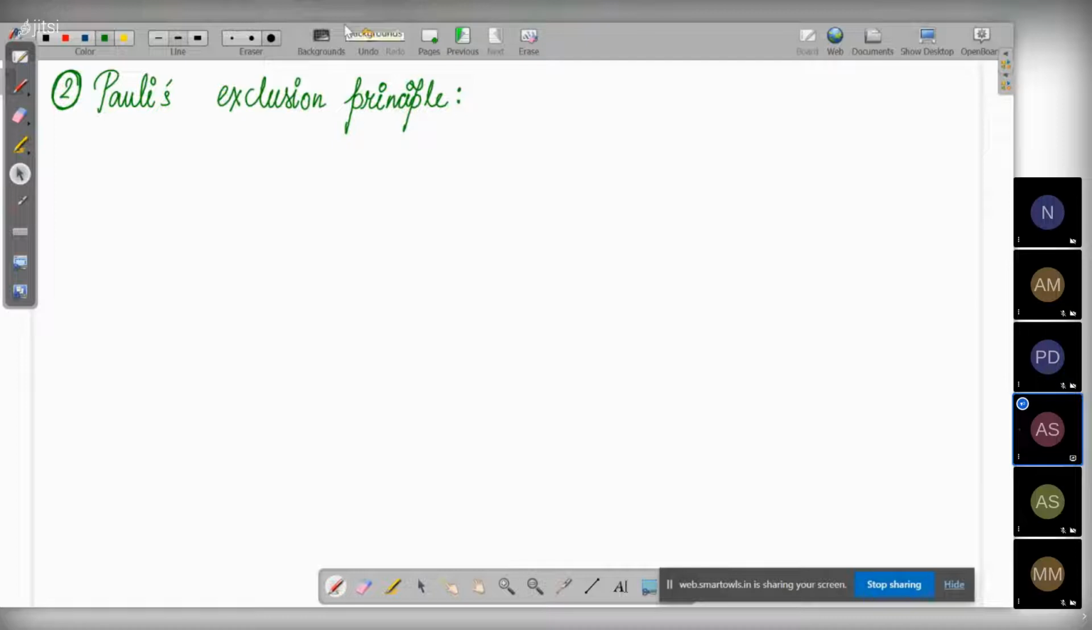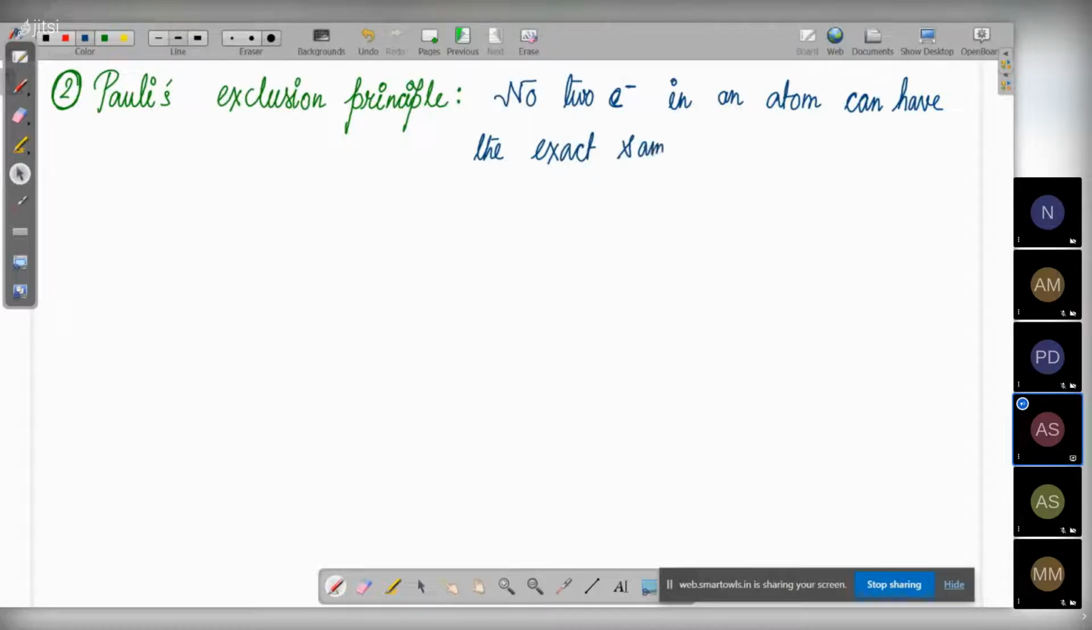Pauli's exclusion principle. So what does the principle say? That no two electrons in an atom can have the exact same set of four quantum numbers.